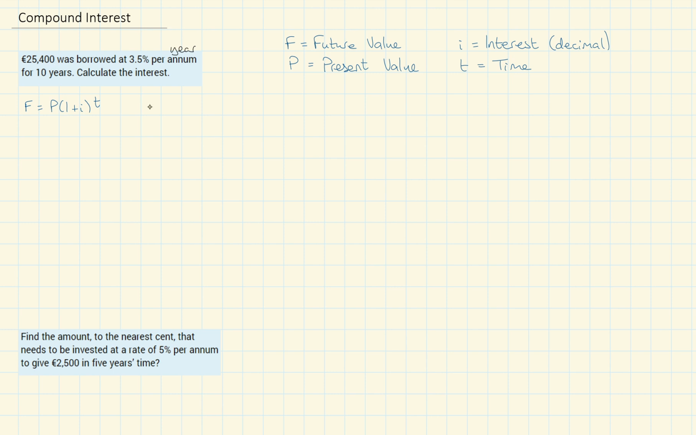So what we have here is P is 25,400. F we don't know, because we don't know what it will grow to with the interest. i as a decimal is 0.035. You just take 3.5 and divide it by 100, and then t is equal to 10. So we get F is going to equal 25,400 times (1 plus 0.035) to the power of 10. We can tidy that up.